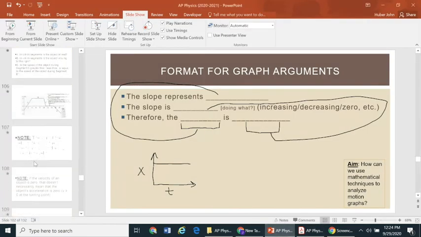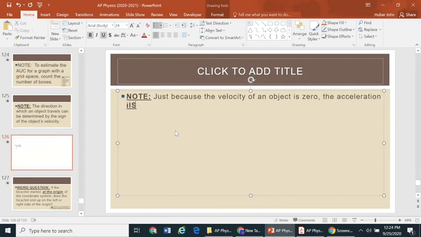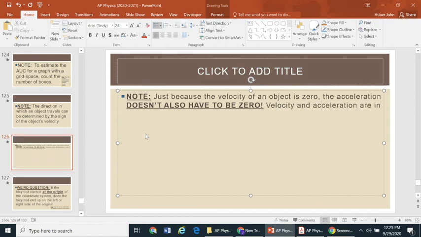So let's just go ahead and write in the notes very quickly: just because the velocity of an object is 0, the acceleration doesn't also have to be 0. Velocity and acceleration are independent in that sense. Now, obviously, the acceleration causes the velocity to be what it is, but it's important to realize that at that instant, the acceleration is what made the velocity 0.